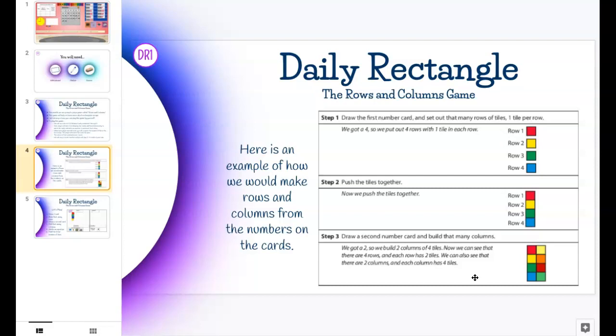Remember, a column goes up and down. A row goes across from side to side. Now we can see that there are 4 rows, and each row has 2 tiles. We can also see that there are 2 columns, and each column has 4 tiles.